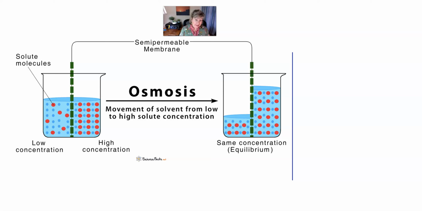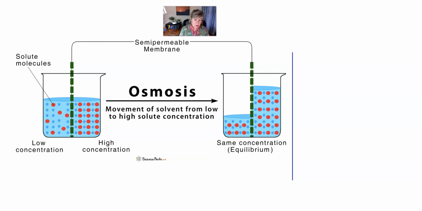So take a look at the left-hand beaker. You see that you have two sides of the beaker that are separated by a semi-permeable membrane. There are many more water molecules on the left than on the right. There are fewer solute molecules, like sugar, for example, on the left than the right. So just keep them straight. The water molecules are the blue ones. You've got more on the left than you do on the right.